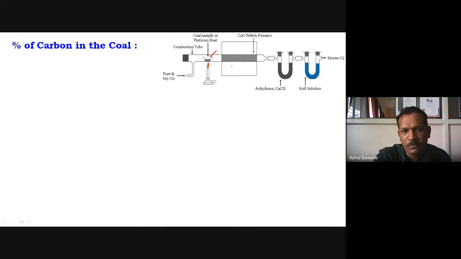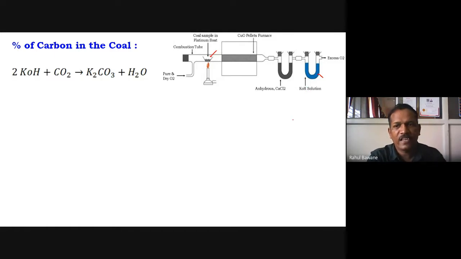Before burning, before combustion, we measure it. Before the experiment gets started, we measure these U-tube weights separately. Now we are talking about carbon. Carbon will be found out with the help of this second U-tube, that is having a KOH solution.